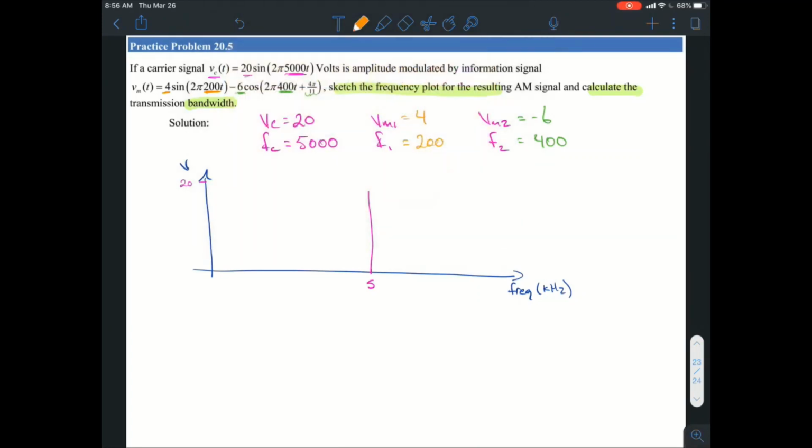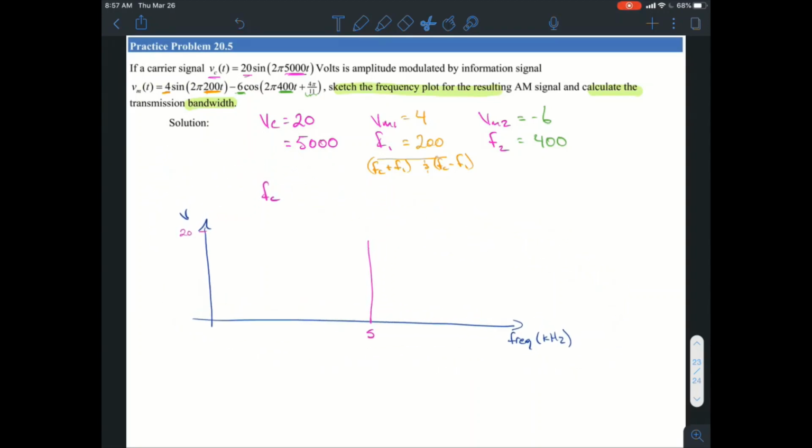Now, when we're looking at our first component, we know that we have our F sub C plus F sub 1 component and the F sub C minus F sub 1 component. In this situation, we need to calculate the actual amplitude before we do anything else, so that we can make sure that we plot it with the right height.